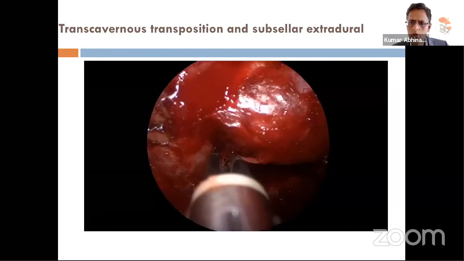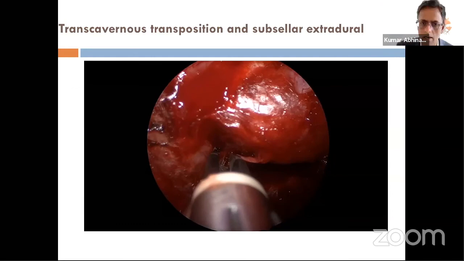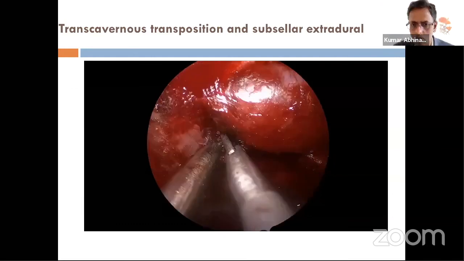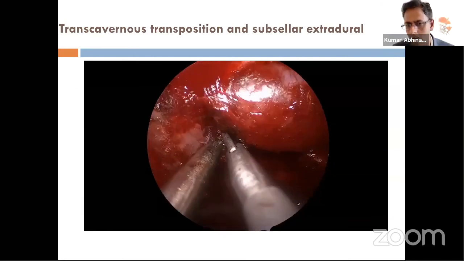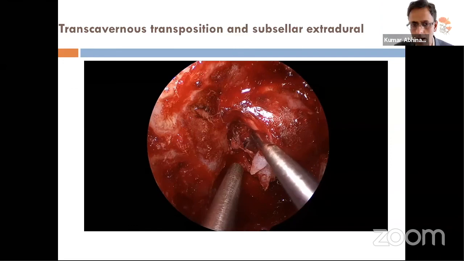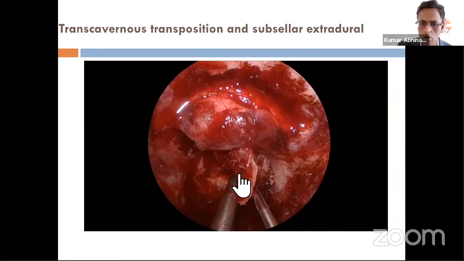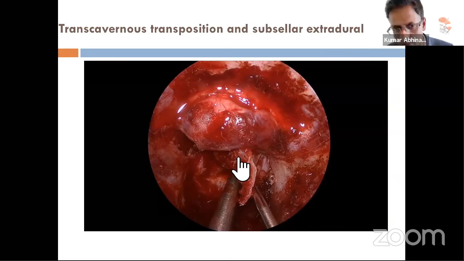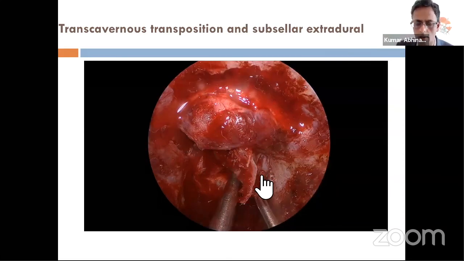And the beauty is that you don't have to do the same thing on both sides, as demonstrated here. On the other side, you can do a subsellar extradural approach rather than trying to do bilateral transcavernous transposition. So you can tailor it according to what you need, and that's the expected gush of blood again from the cavernous sinus, because we know the posterior clinoid is in the roof of the cavernous sinus.